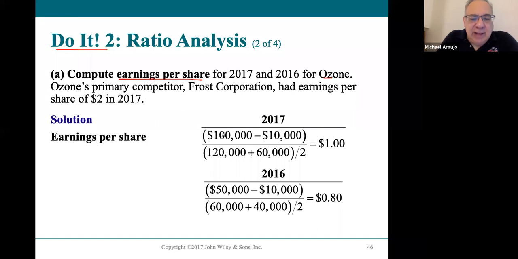And here they had earnings, net income minus preferred dividends divided by average shares. So they had $1 per share earnings in 2017. That's better than 2016, which was only 80 cents per share earnings. So they did better.